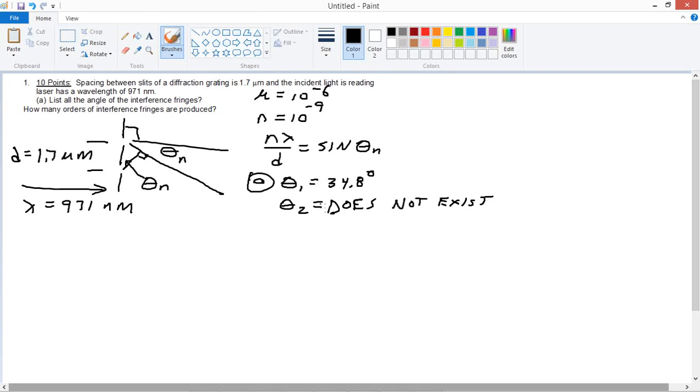So for this problem, you shoot a laser beam through this diffraction grating, you'll only get three spots, one at the center and one on each side. I've only shown one side. There's another one that'll create a spot on the other side. How many orders are produced? One. One spot, one order.